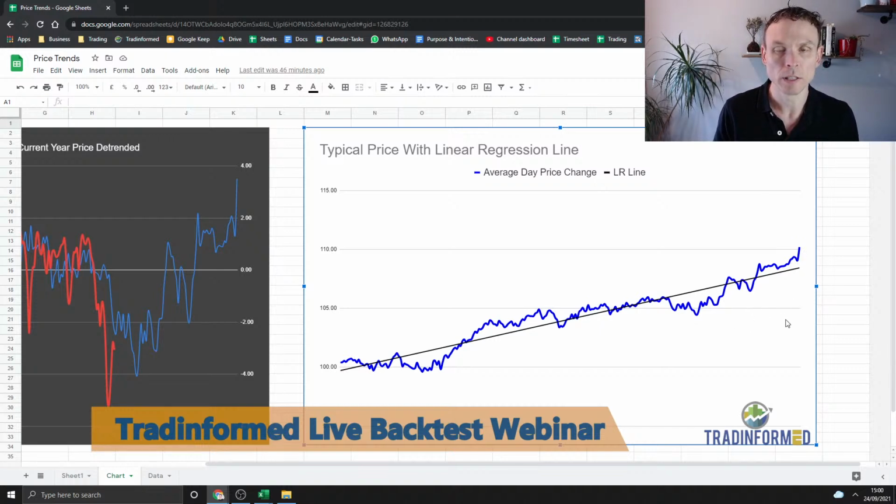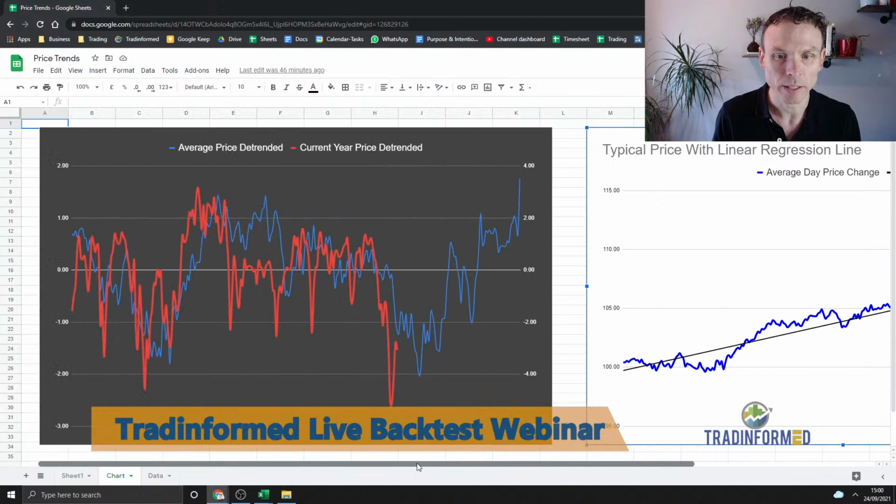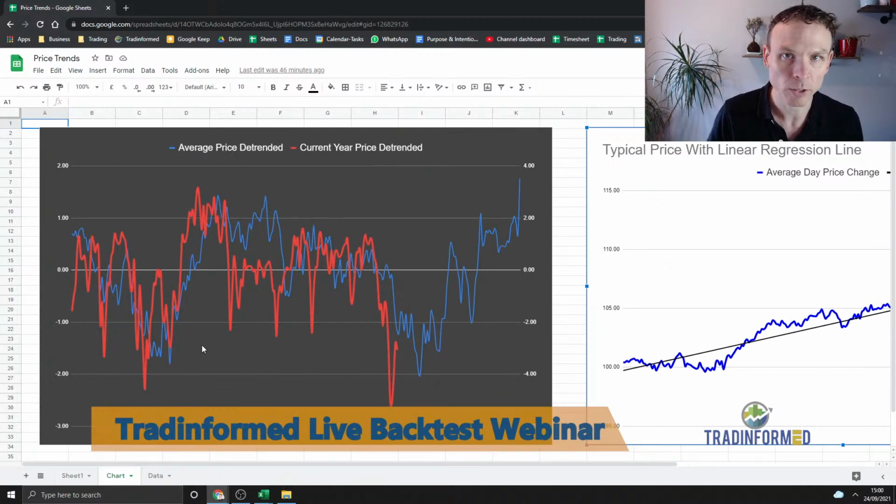And the reason they look different is that this linear regression line, which is the best fit straight line through the data, has been turned. So this linear regression line has become the 0 axis here. So basically what I have done is detrended it. I've taken out the typical trend and we can have a look within that trend at what the patterns are like.